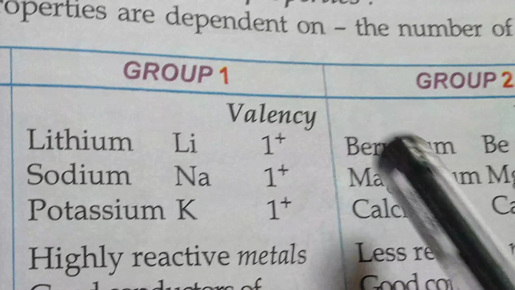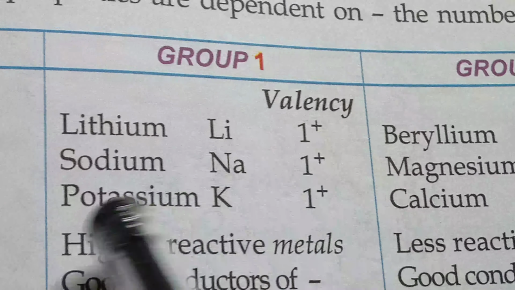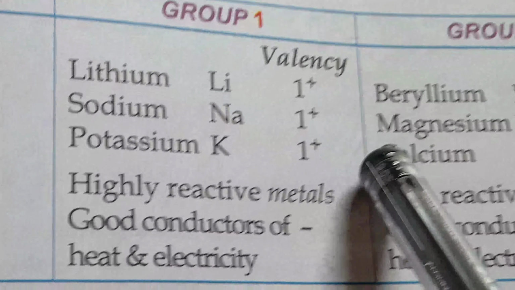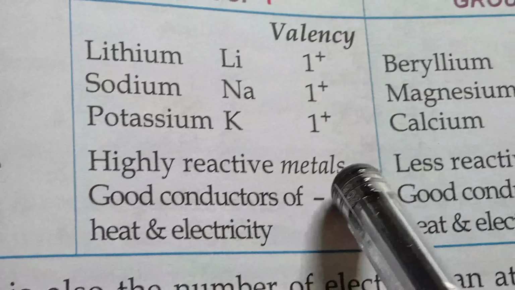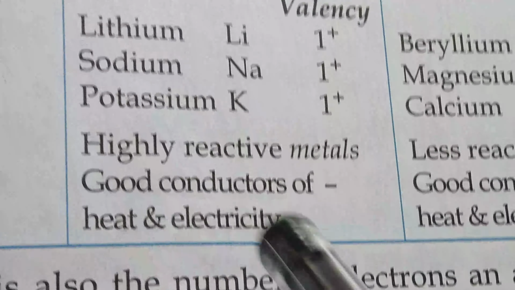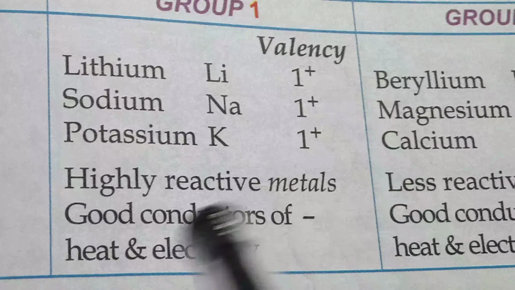Next, group 1, group 2 and group 17. Elements are there: lithium, valency 1 plus, sodium, Na 1 plus, potassium का valency है 1 plus. Properties: highly reactive metals, good conductors of heat and electricity. These are highly reactive metals, good conductors of heat and electricity.